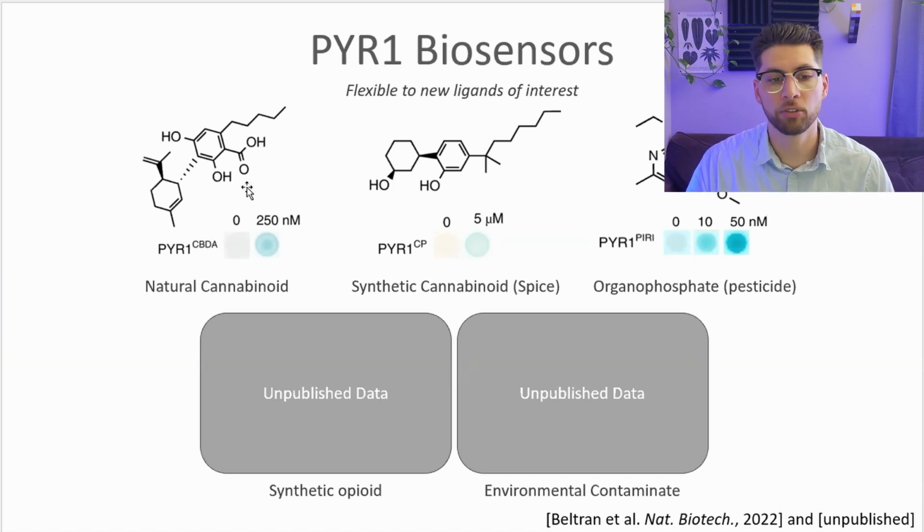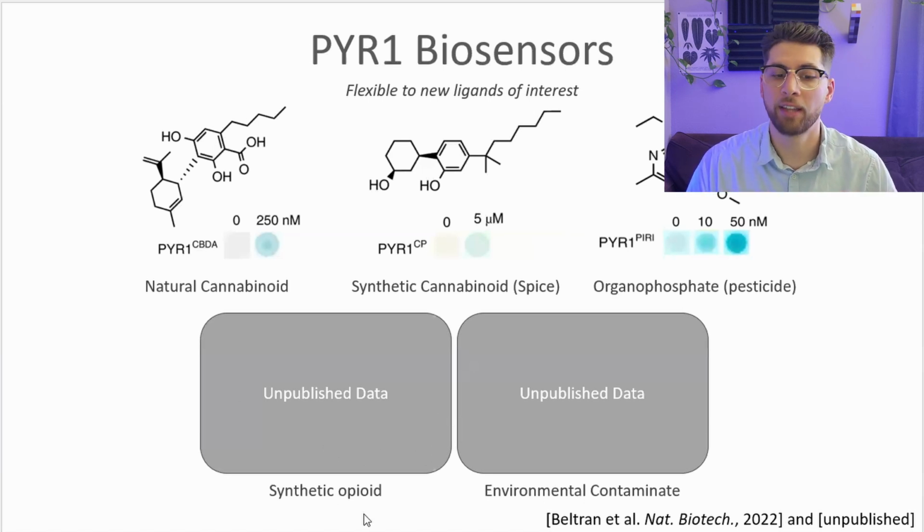These Pier 1 biosensors can be sensitive to things like natural cannabinoids, like CBDA in this case, which is related to CBD. We also have THC biosensors, also synthetic cannabinoids like spice. This was a big problem in public health about a decade ago. And then organophosphates, which is a class of pesticides. You don't have to be an organic chemist to look at these and see that these are very different molecules. And if you could see what's behind these boxes as well, you would really understand that these are very, very different molecules that different mutants of Pier 1 can detect.